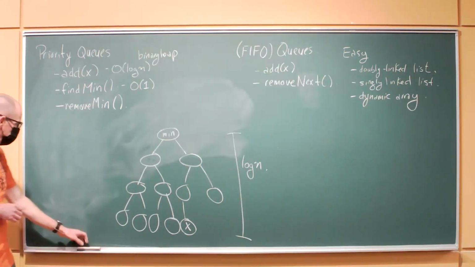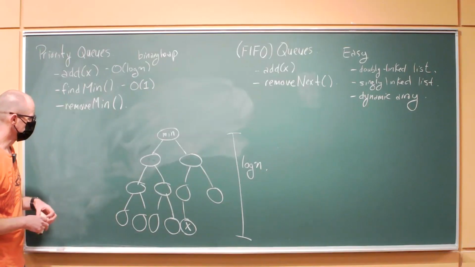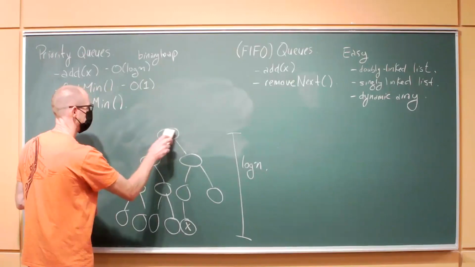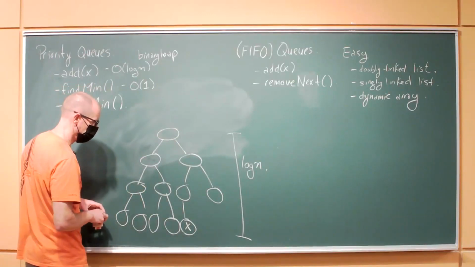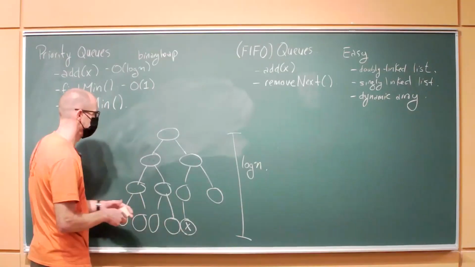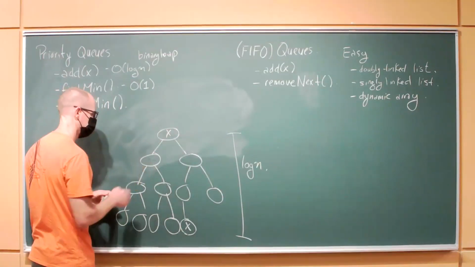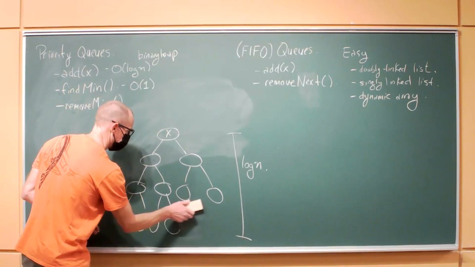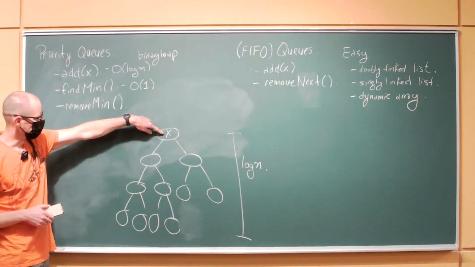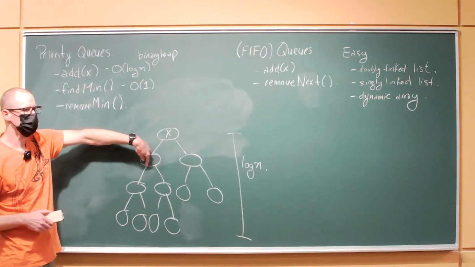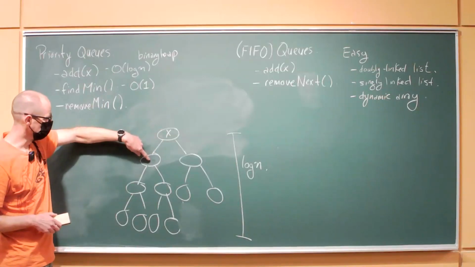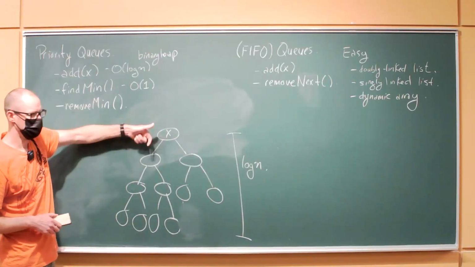And removing the min is also kind of easy. You just take the min out of the root. You then take the last node down here, take its value and stick it up in the root. The node goes away. And now you have an issue that this thing may be larger than one of its 2 children. If that's the case, you take the smaller of the 2 children and swap those 2.